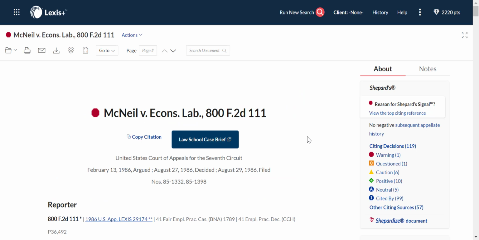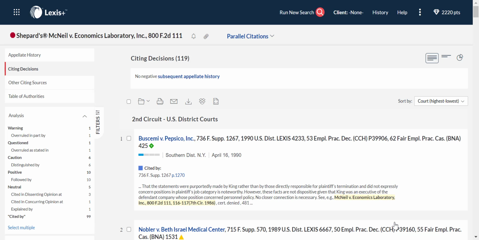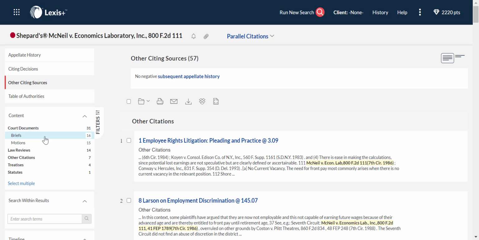Now let's talk about the other citing sources tab, which is the other way to expand your authority. You can again access the Other Citing Sources tab from the Shepard's preview box, or we can Shepardize the full document and go to the tab itself. Now the Other Citing Sources tab is going to show us everything that's not an opinion. So this includes court documents like briefs and motions, secondary sources like law reviews and treatises, other citations, regulations, and even statutory annotations that cite to our case.